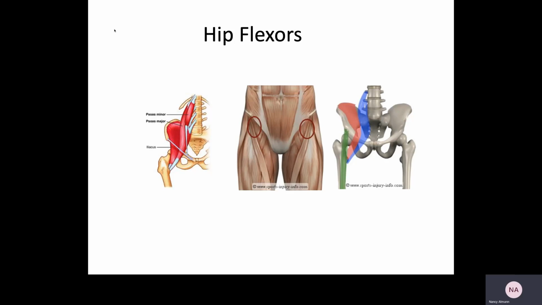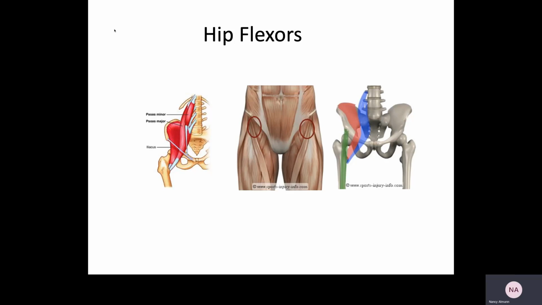iliac fossa, and they can be combined and identified as iliopsoas. So I'm fine with you knowing either the psoas muscles and iliacus or iliopsoas. The P is silent.